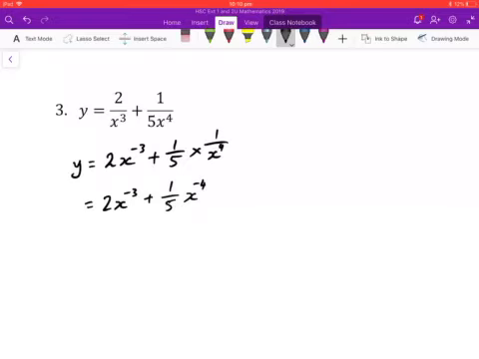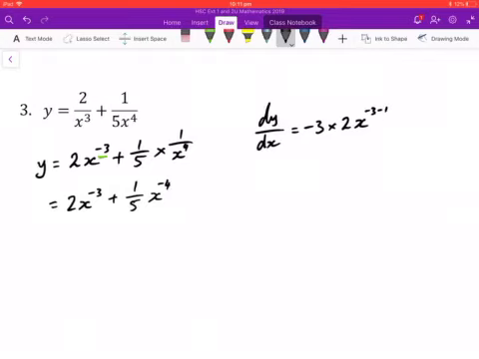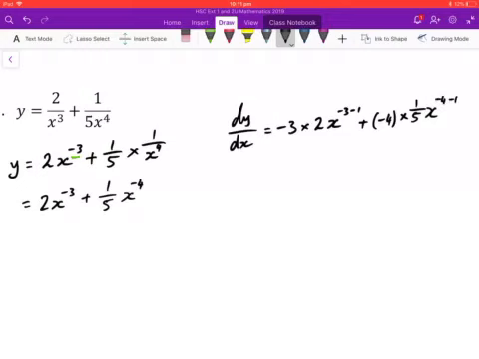So the first term I think is a bit more straightforward, but this one becomes 1/5 x to the negative 4. Okay, now we can differentiate. So we're going to do dy/dx is equal to, the first one, we've got negative 3 as a power. The negative 3 is going to come down. It's negative 3 times 2x to the power of, what's negative 3 minus 1, plus, what do we have? We've got negative 4 that comes down times 1/5 x to the power of negative 4 minus 1. Now that's quite a long way to write it all, but that's okay.